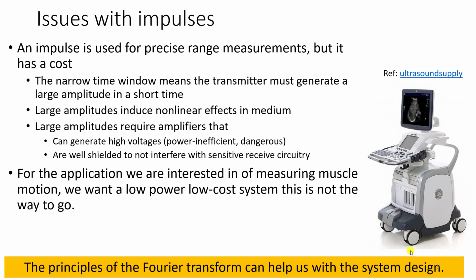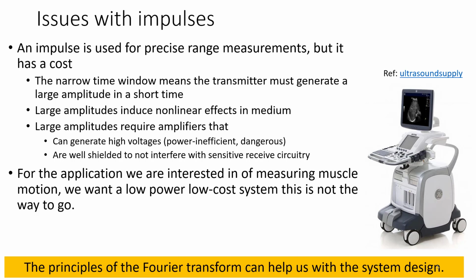Also, to generate these large amplitudes, we need amplifiers that can generate high voltages, which are power inefficient and dangerous. And while the transmitted impulse is large, what you receive back is small, and to detect these small returns, your receive circuitry must be well shielded so as not to pick up the transmitted signal by accident. So all of this really adds to the expense and the size of the design.